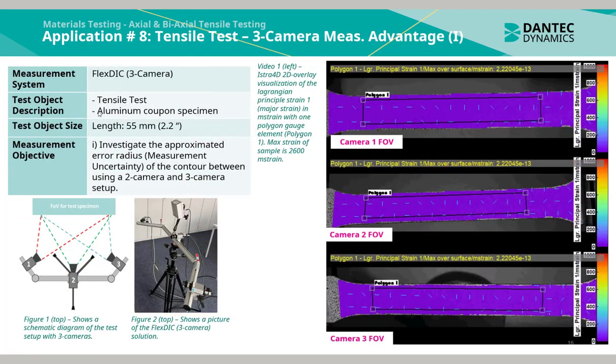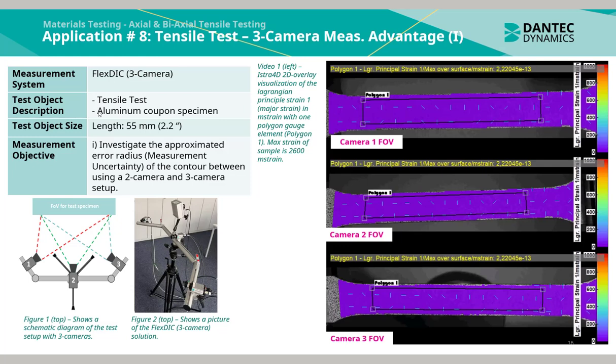Application 8 is a tensile test of an aluminium coupon specimen with a 3-camera FlexDIC system, with a length of approximately 55 millimeters. The measurement objective was to investigate the approximated error radius, attributing to the measurement uncertainty of the contour between using a 2-camera and 3-camera setup.